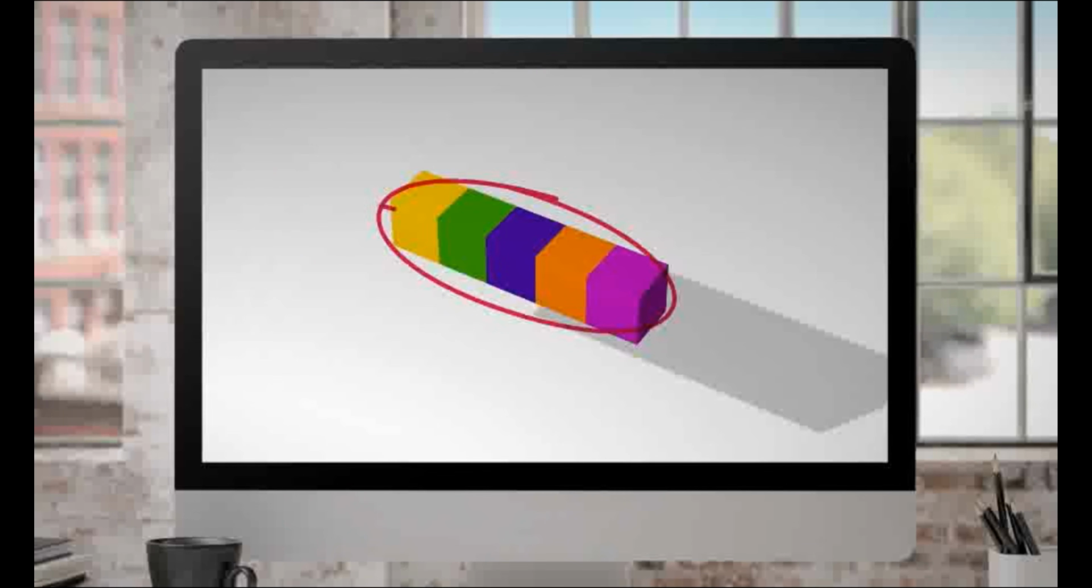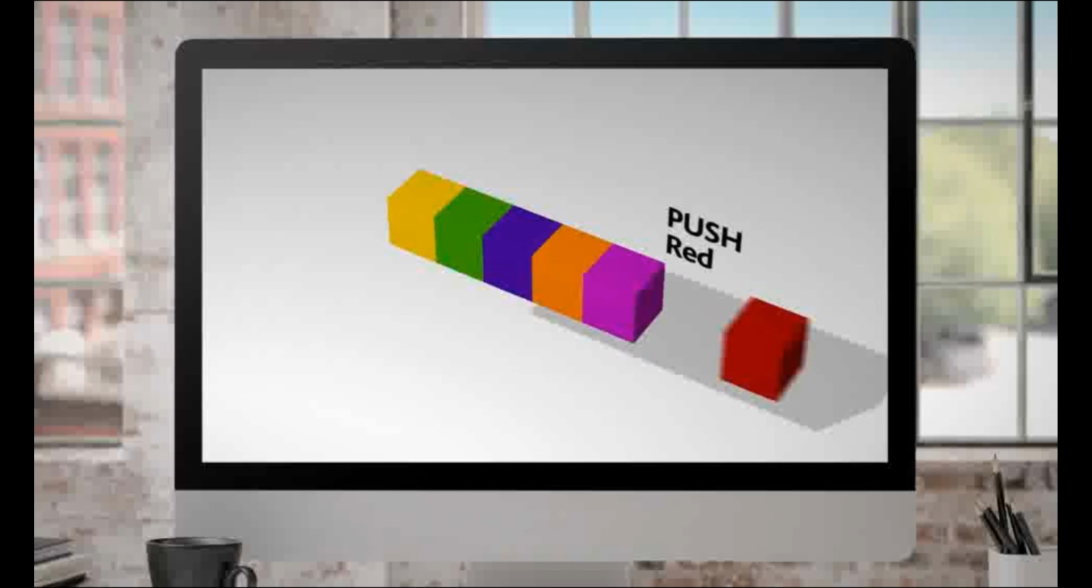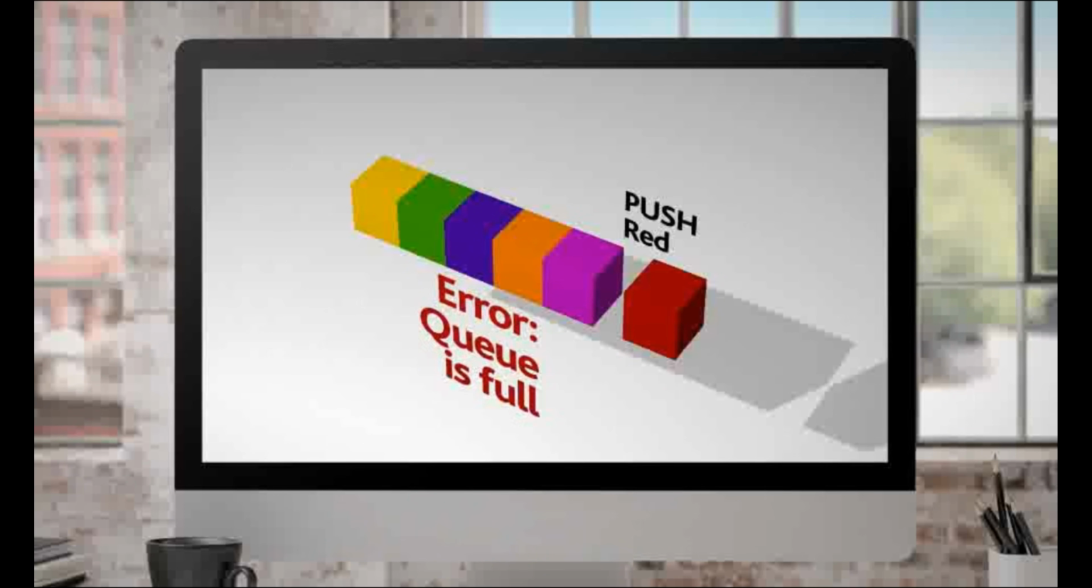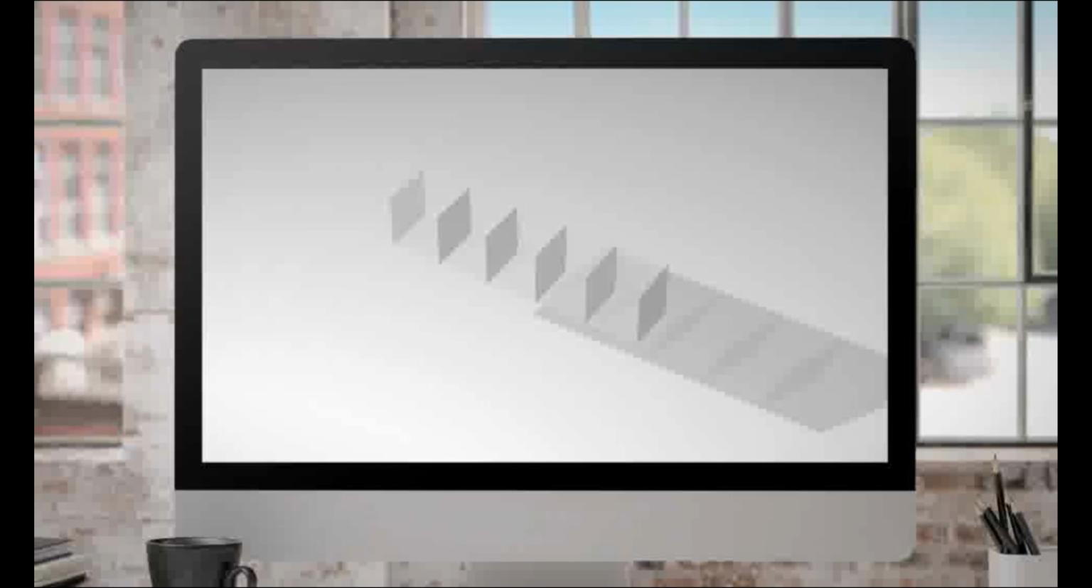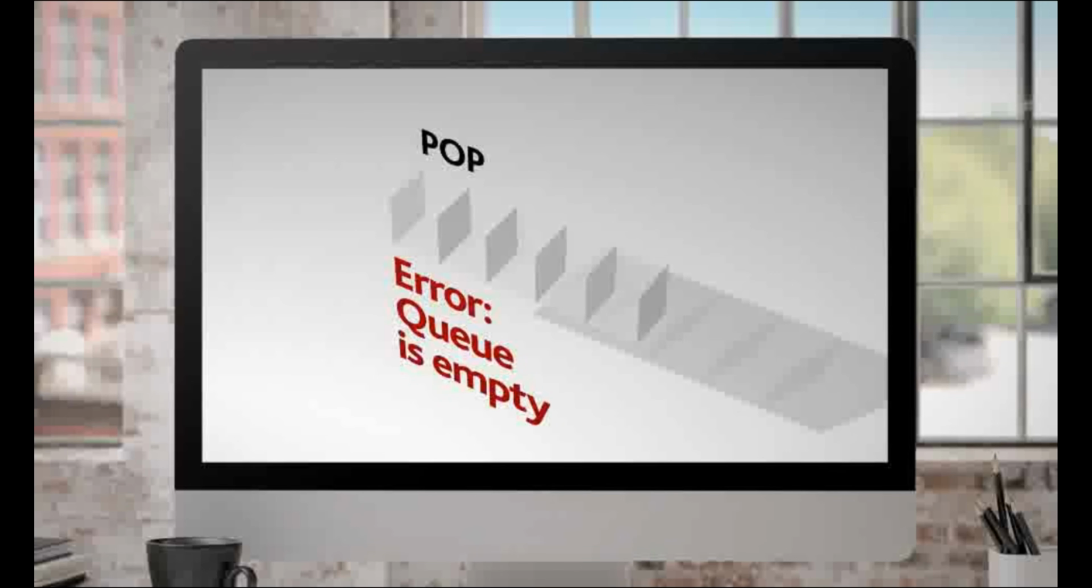As with stacks, the size of the queue also needs to be defined. This queue has a size of 5. If there are 5 data elements in the queue and the system tries to add another data element, a message is sent to report that the queue is full and data cannot be added. If all the data elements are popped from the queue and the system tries to remove another data element, a message is sent to report that the queue is empty.